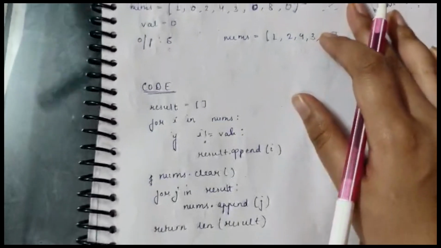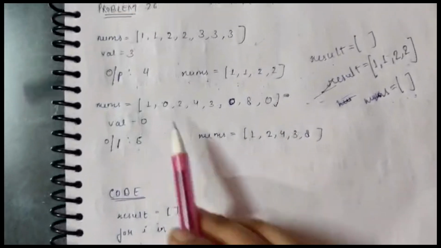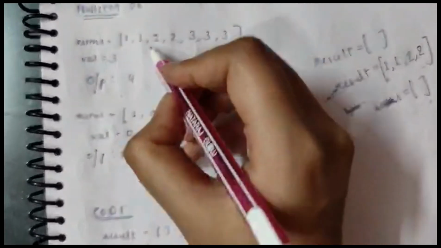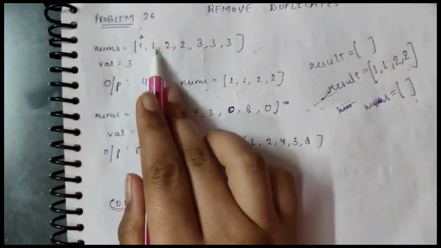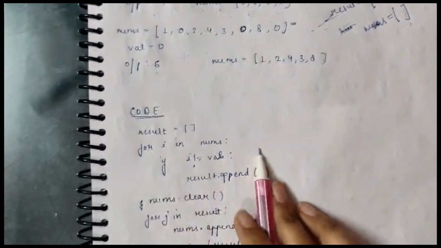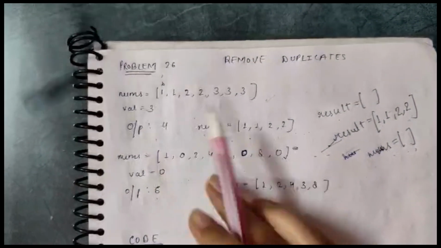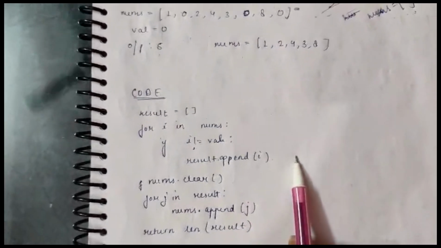So what will be the code? Here we have an empty array result. Then for i in nums, if i is not equal to value, then we append it to the result. Otherwise we do not append.